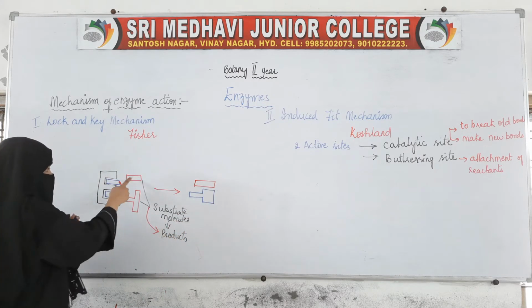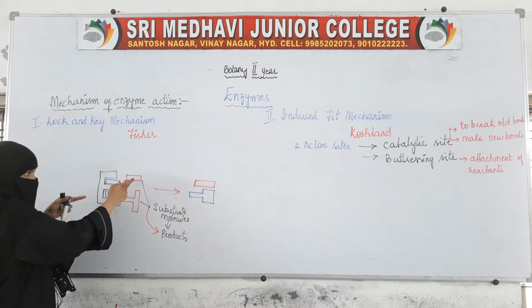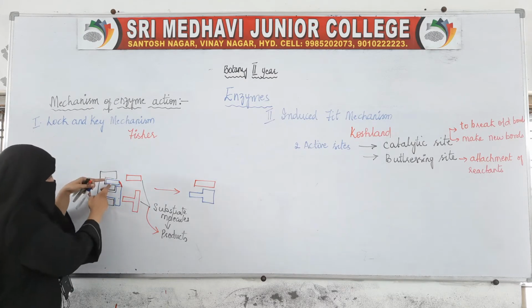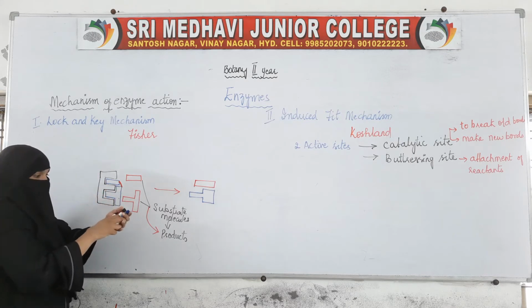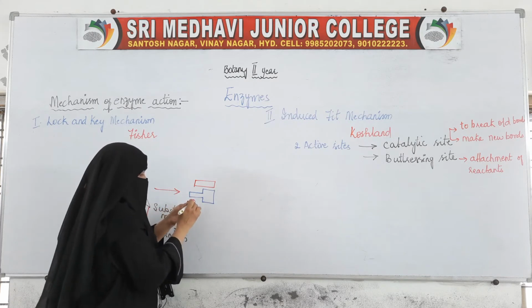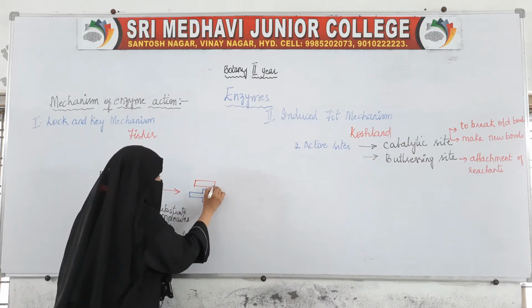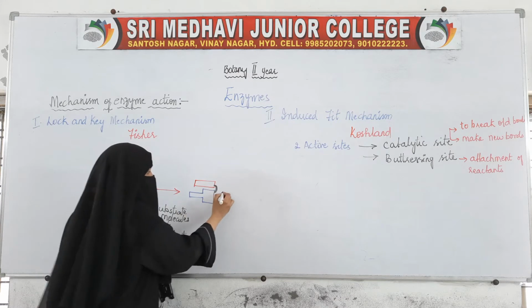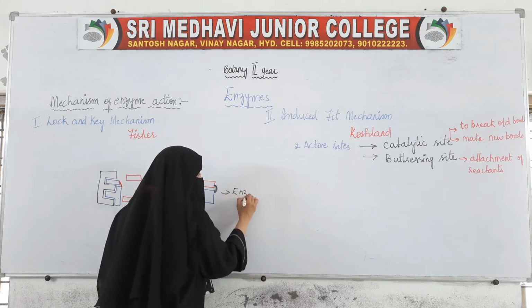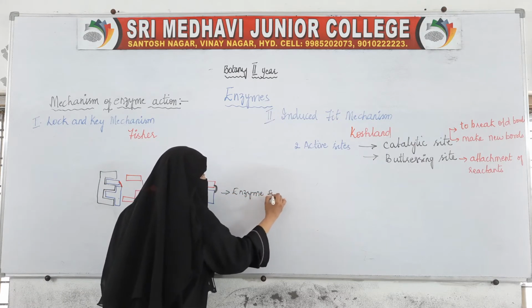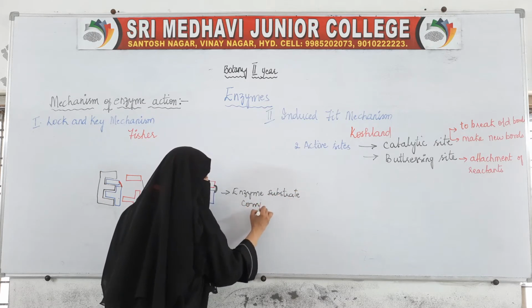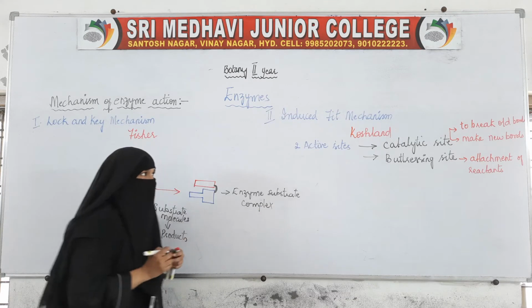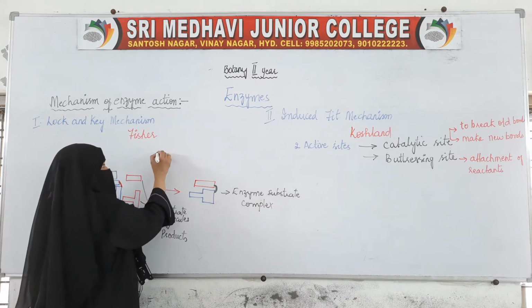So earlier they were separate, far away. Now when they fit into the active site of the enzyme, they come very close to each other and a bond is formed between these two substrates. They are joined together by a bond. This is called the enzyme substrate complex. So when we say this, what happens?